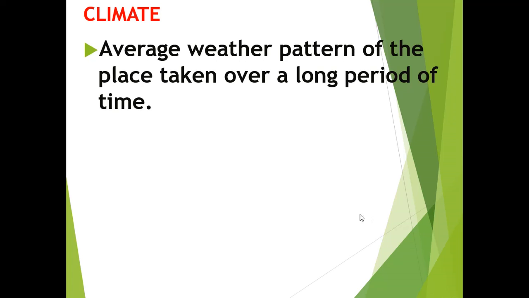Now, the next topic is climate. So, what is meant by climate? It is the average weather pattern of a place taken over a long period of time. Climate is considered over a long period, 20 to 25 years. People say the Bangalore climate varies: cold, hot, and in the winter season it is very cold. That is the average weather pattern observed over a long period of time in a particular place.